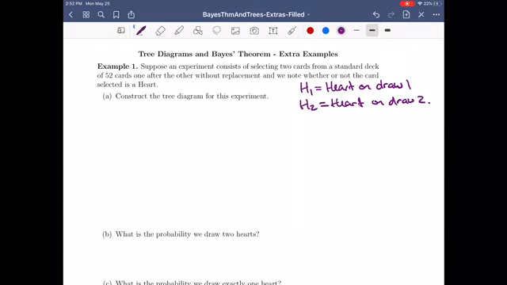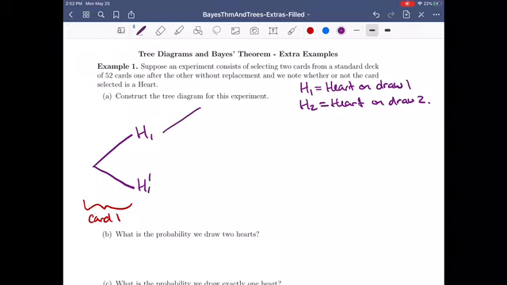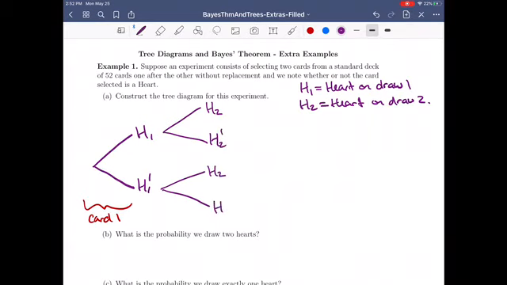So the tree diagram for this is just going to be, my first pick, card 1, and I only care if it's a heart or if it's not a heart. So I'm going to call it H1 and H1 prime, or complement. And then I want to pick again, and again note if I get a heart. So I either get a heart or I don't: H2 or H2 complement. This is for card 2.